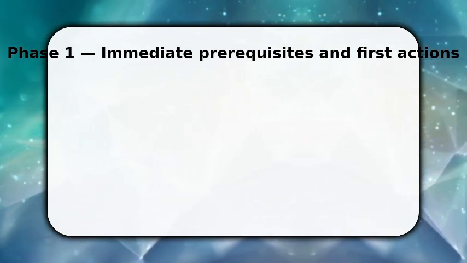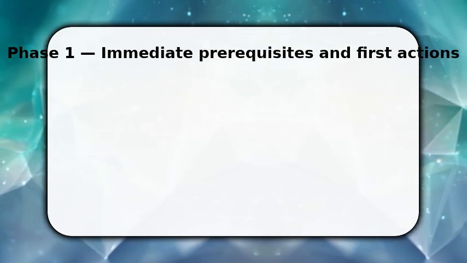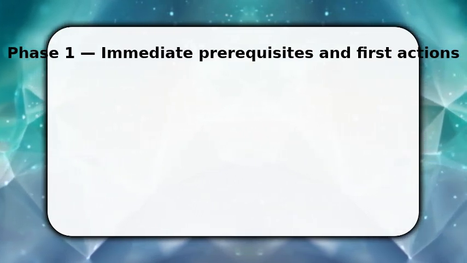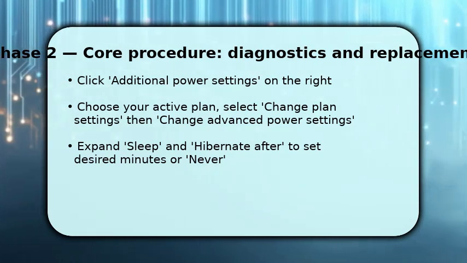Now you fine-tune advanced options. Click Additional Power Settings, choose the active plan and select Change Plan Settings. Then open Change Advanced Power Settings because that reveals sleep and hibernate timers.